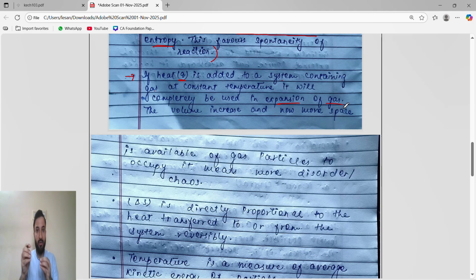Because heat will be there, the particles of the gas will start moving randomly. They will start hitting the container, hitting each other, hitting the piston, so the piston will move up. That's the expansion of gas, a concept we already studied before. Expansion of gas means volume increases, and now more space is available for gas particles to occupy. Occupying it means more disorder or chaos, right?